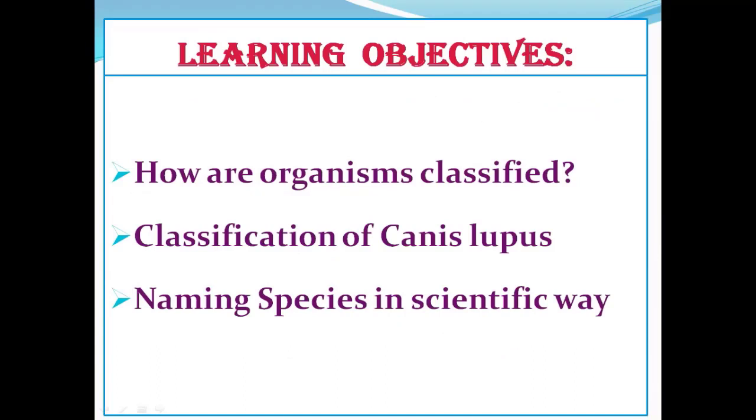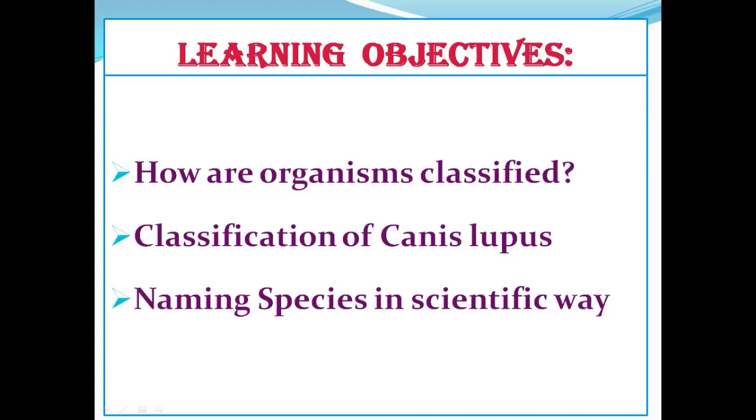Before moving to page 24, let me tell you about the learning objectives of today's lesson. We are going to see how organisms are classified. Thereafter, we are going to see the classification of Canis lupus, as well as how we can do the naming of species in a scientific way. So these are the learning objectives of today's lesson.